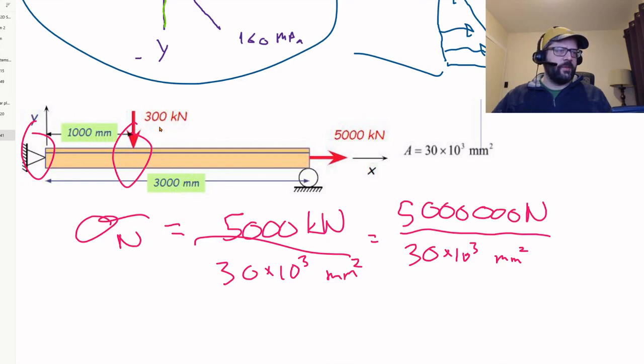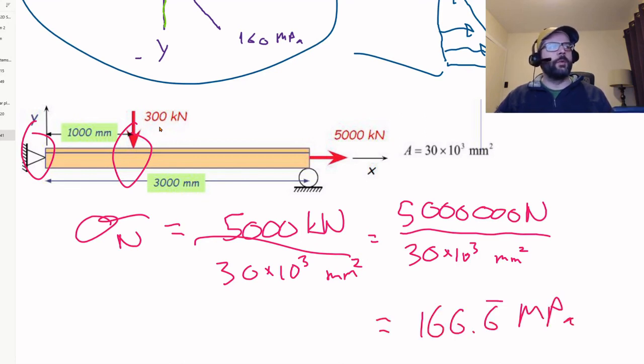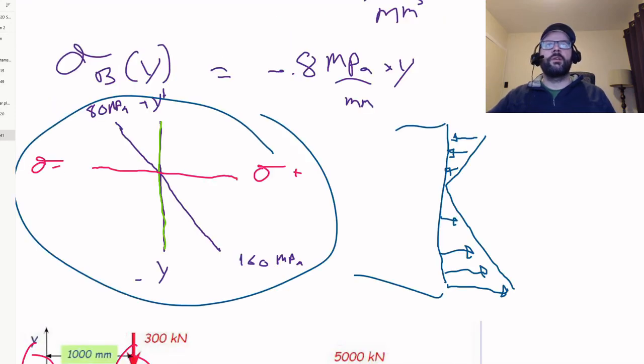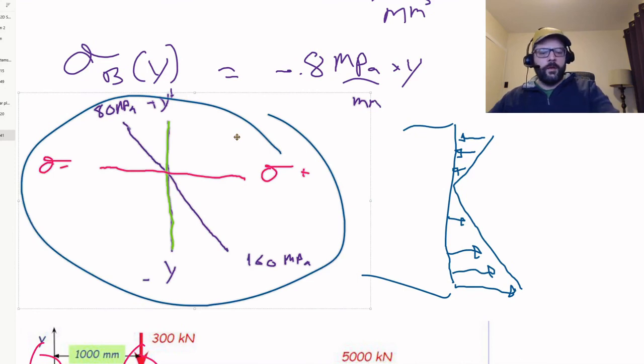That gives us 166.6 megapascals. Newtons per millimeter squared is a megapascal. So what we do with that is we take that and we add it to what we found here. So basically, let's do a little copy and pasting here.